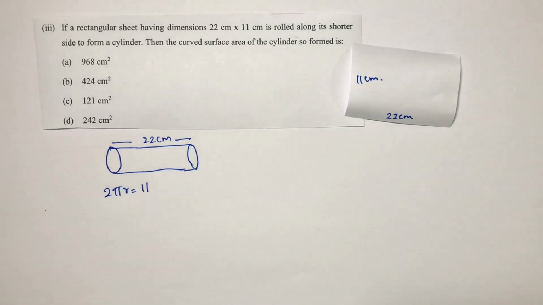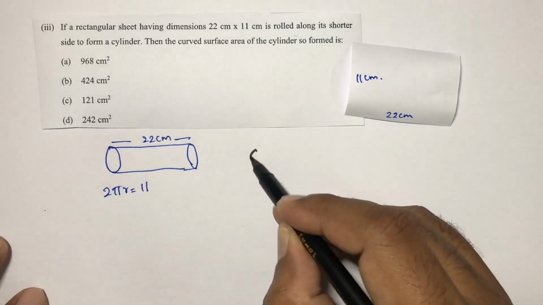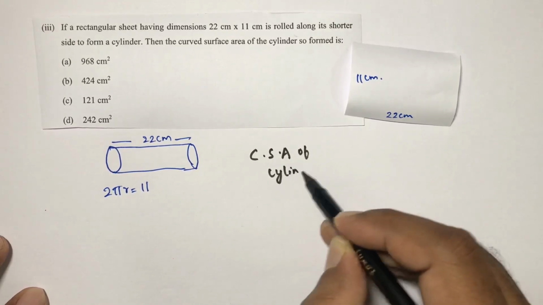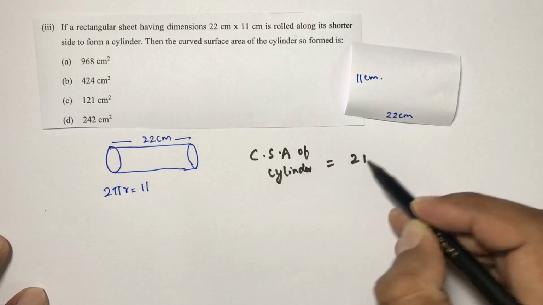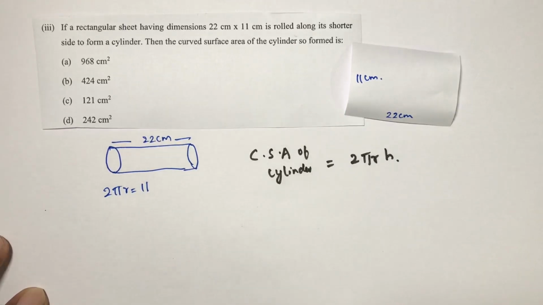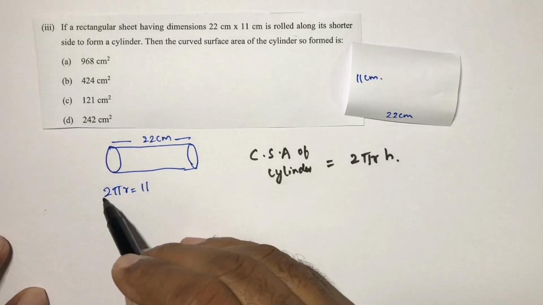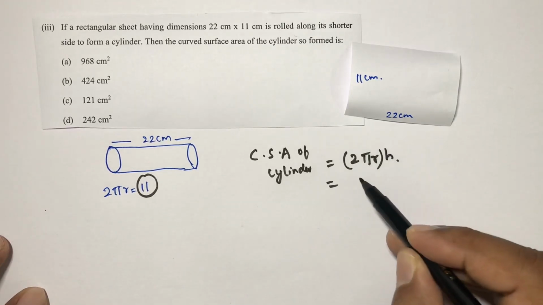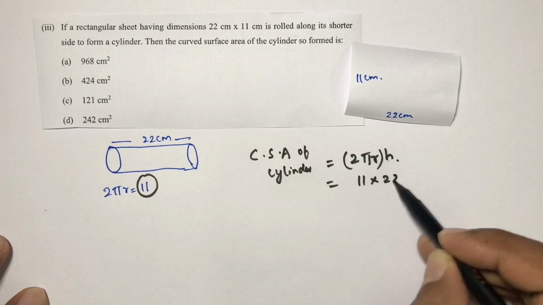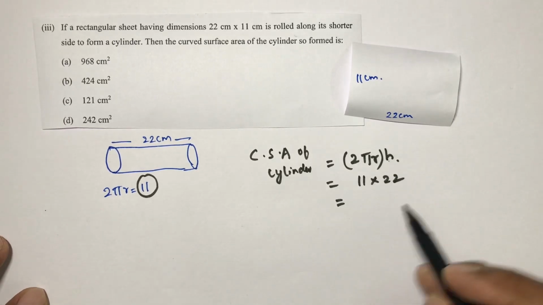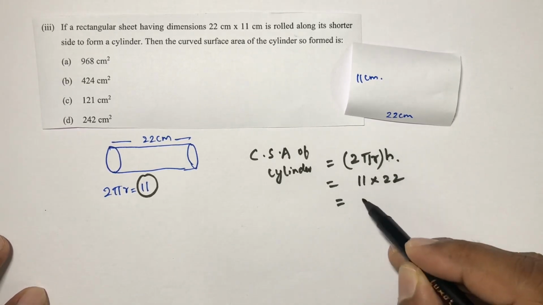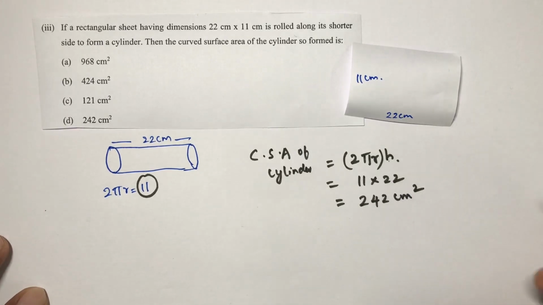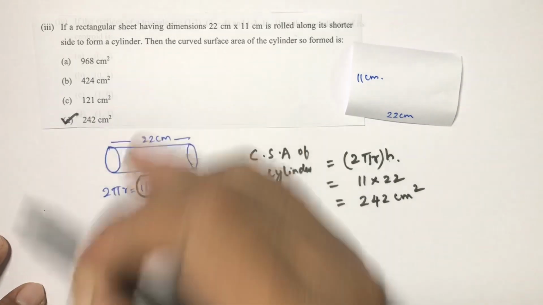Now we need to find the curved surface area of the cylinder. The formula is 2 pi r h. But see, directly you have the value of 2 pi r, which is 11 centimeters. So 2 pi r you can write as 11, and height is 22. So here 11 times 22 is 242 centimeter square. So the correct option will be D.